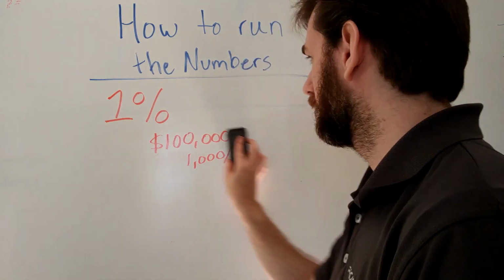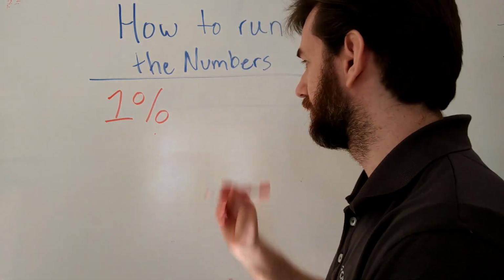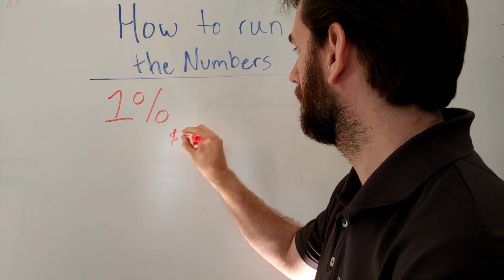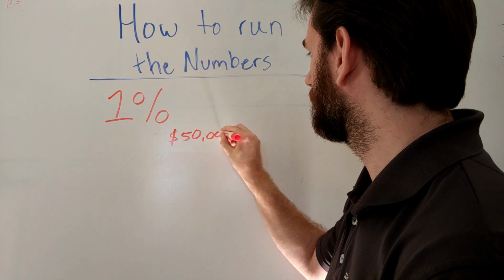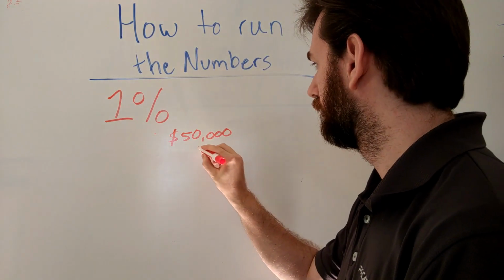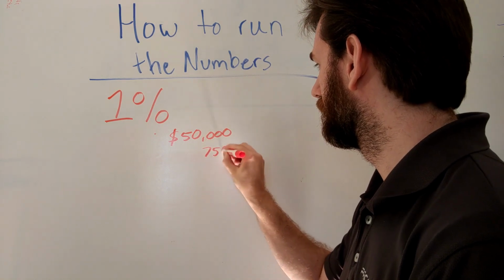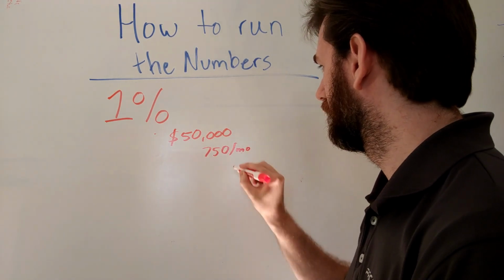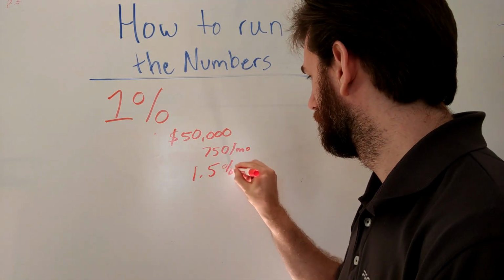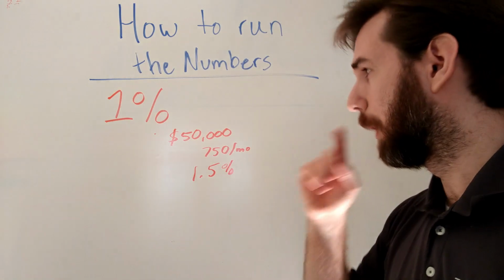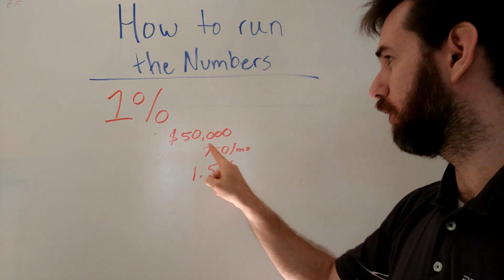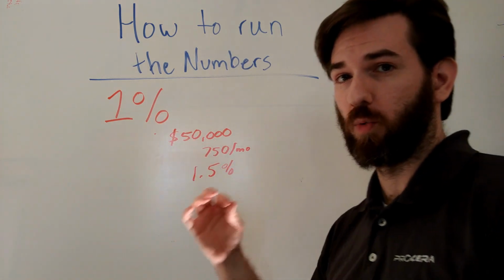So for example, if you have a property that is, say, $50,000 and you're into it and you rent it for $750 a month, that turns out to be 1.5% of the property. So this is a property that is cash flowing significantly more than the previous example we gave that was just the 1% rule.